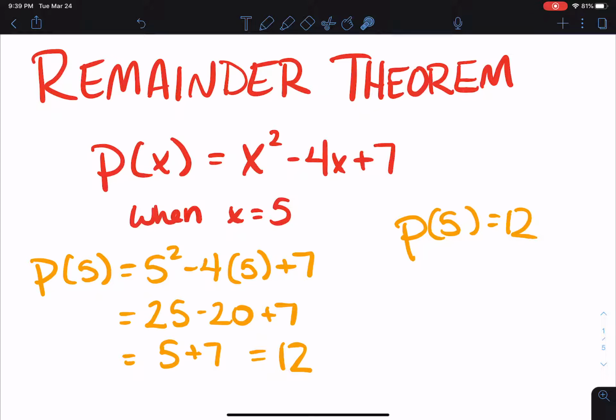But what would happen if this was a big number? Say it was 3x to the 4th, and then we went further down. It would just make for a lot more work to have to plug all of this in and evaluate all of these different exponential values. So there's a remainder theorem that we're learning about today that allows us to use synthetic substitution. We've done synthetic division. Synthetic substitution gets this same answer where p of 5 equals 12.